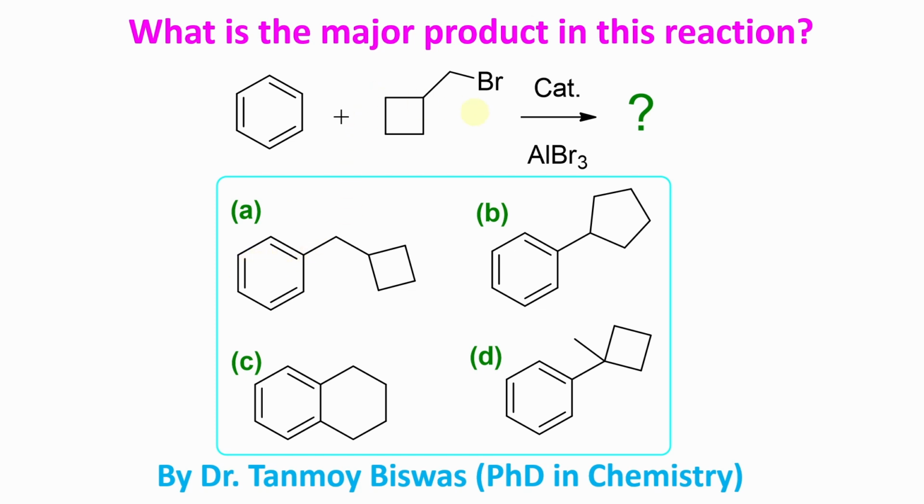Now question, major product of this reaction. So this is actually benzene and this is bromide, aliphatic bromide, AlBr3 catalyst. What is the product? From all four options, I guess you understand it is a kind of aromatic electrophilic substitution. AlBr3 acts as Lewis acid catalyst. So this is now the question, what will be the product? So let's learn the mechanism.